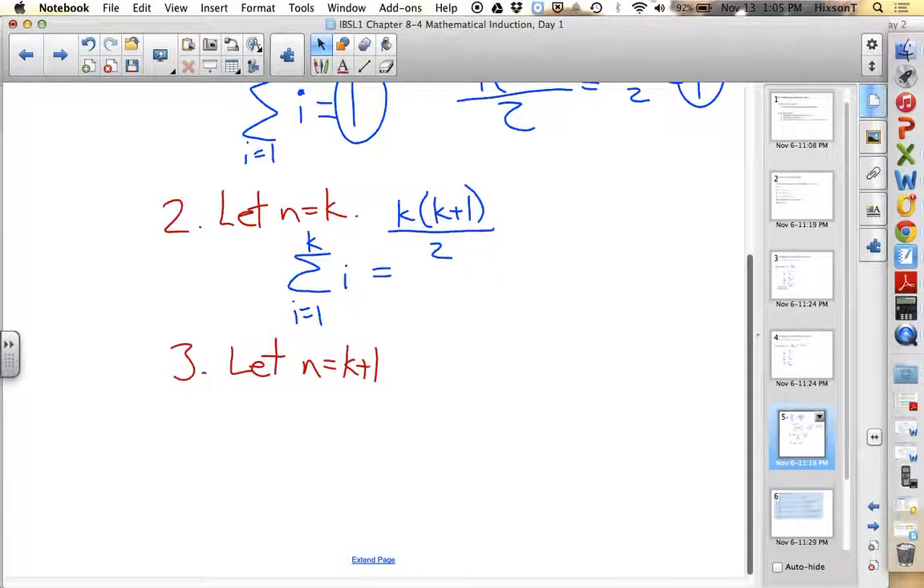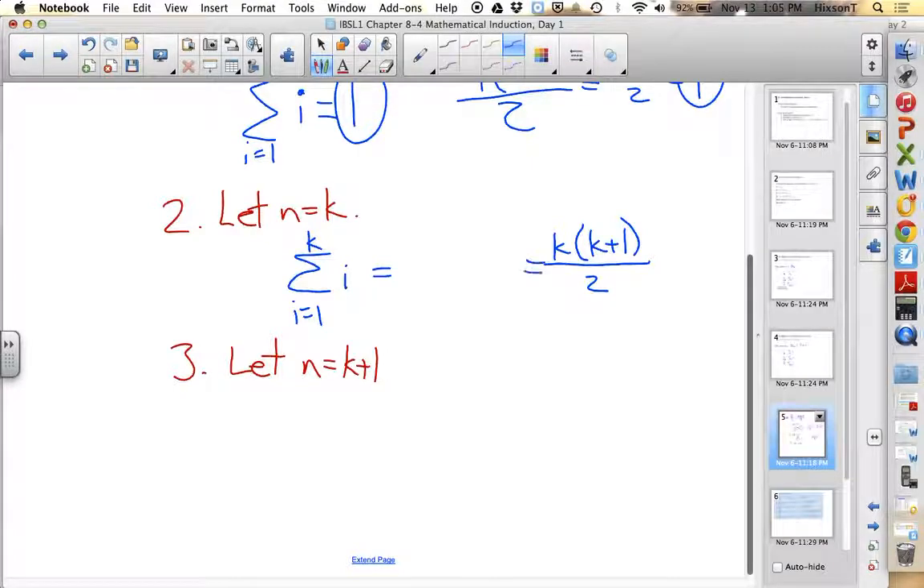Now, one thing that may be helpful when you're doing this would be to expand it out. We're definitely going to expand it out on part 3, but here it might be helpful. What we're doing is we're just adding 1 plus 2 plus 3 all the way up to k. And that'll be helpful as we get to our next step, especially.